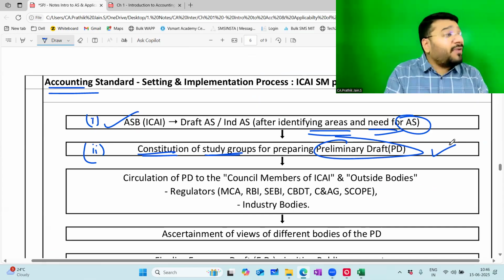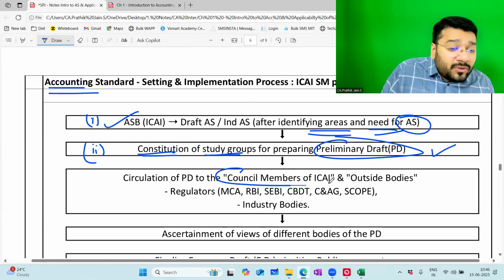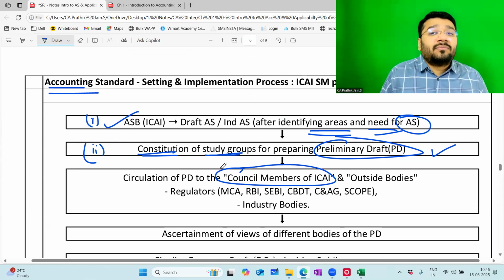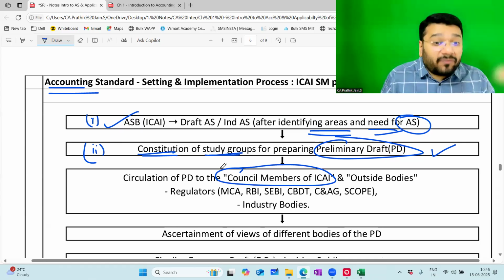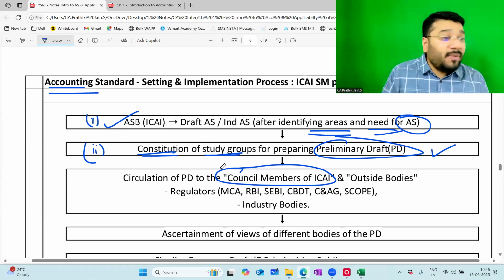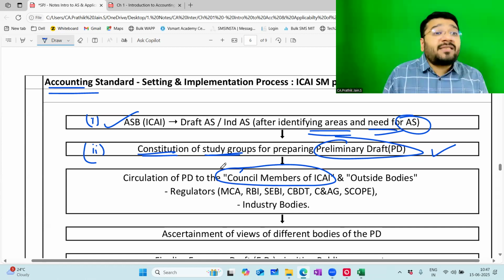No. This draft, again, we have to consult with those people. Consult with whom? We have to consult with the council members of ICAI. This council is what created ASB. So we have to consult with the family member, head of the family, that this is the problem, and for this problem, this is the solution that we have come out with. Okay, not okay. Just asking your family member is not sufficient. You have to ask your external family members also.